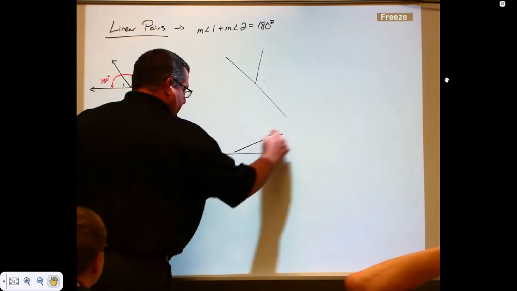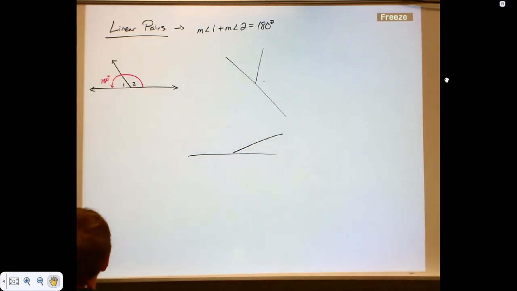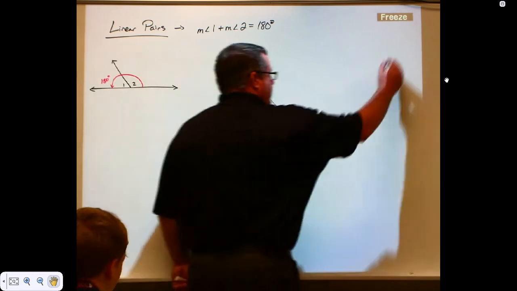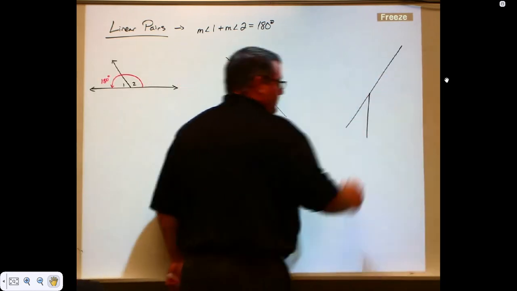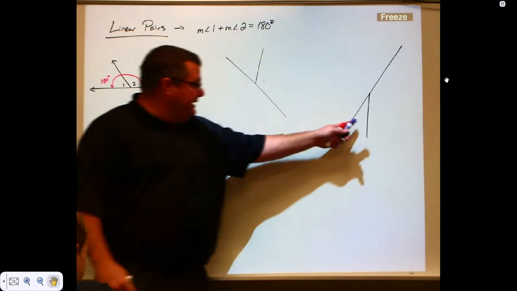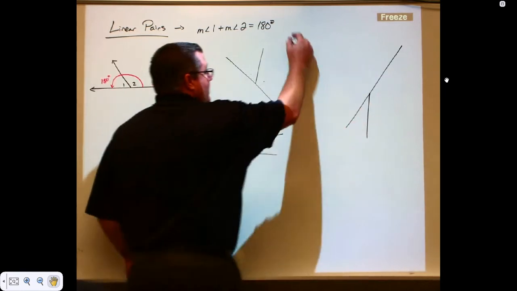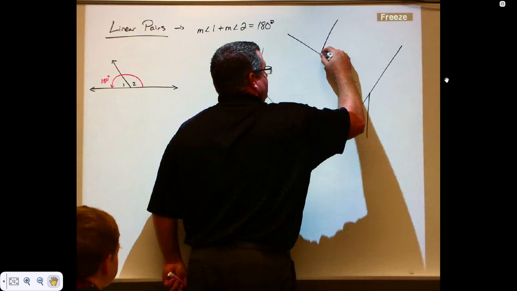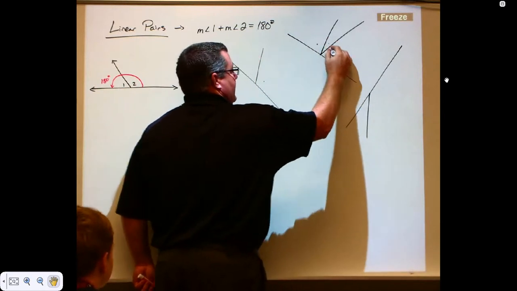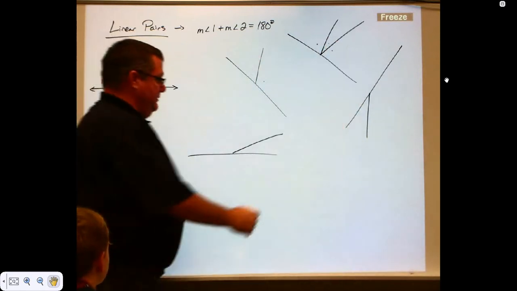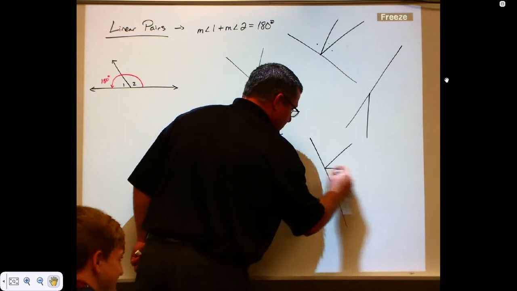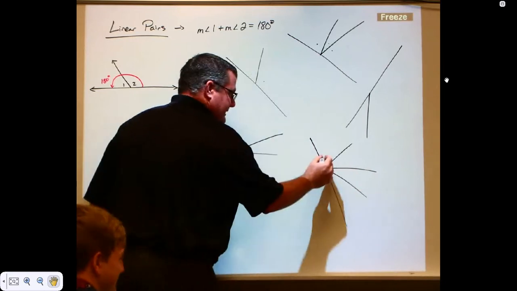what about those two? What do you think those two angles add to? 180. Anytime I make a linear pair, I don't care how crooked I make it. What about this angle and this angle? What are they going to add to? Period. I don't care how many I make in there. What do you think these three angles are going to add to? What do you think these angles are going to add to?